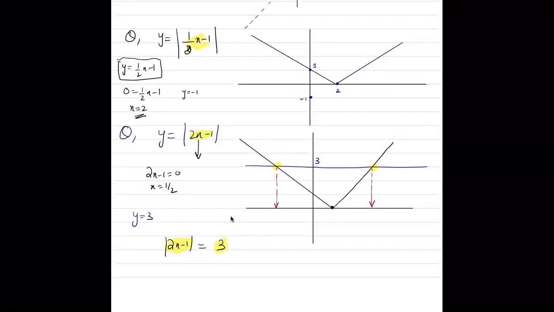If we solve this equation algebraically, you are going to say 2x minus 1 is equal to plus 3 and 2x minus 1 is equal to negative 3. You are going to get 2 and you are going to get minus 1. So this point is going to be negative 1 and this point is going to be 2. Agreed? Yes. So I understand from here that this horizontal line y equals to 3 is going to intersect my mod graph at 2 points. Okay?